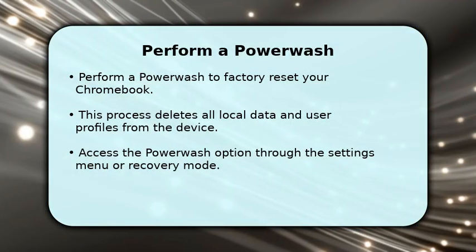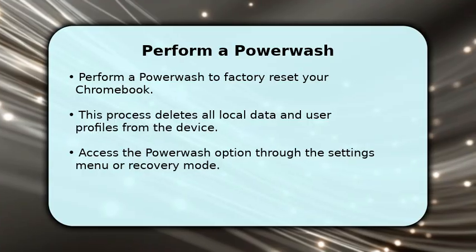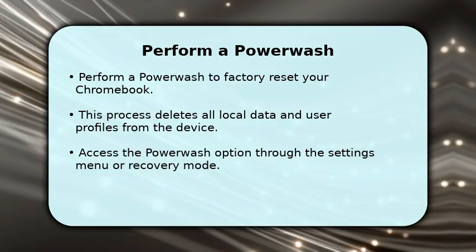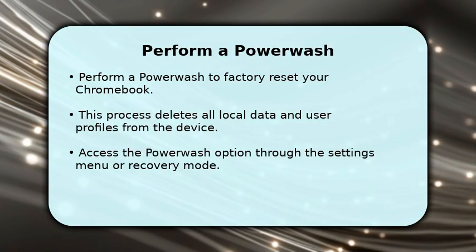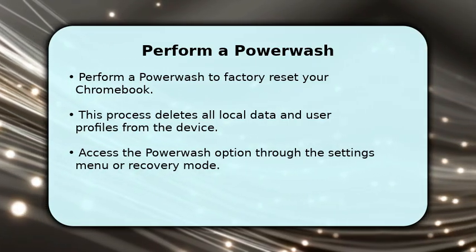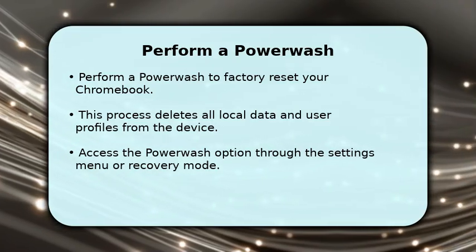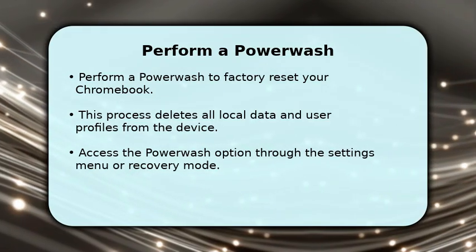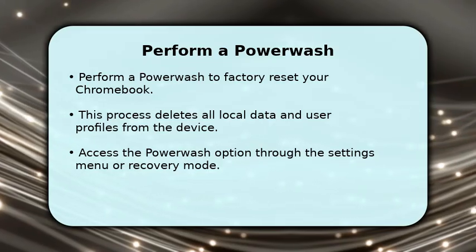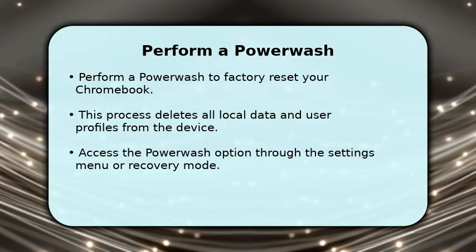The next crucial step is to perform a power wash, which essentially factory resets your Chromebook. This action will delete all local data and user profiles, returning the device to its original state. You can access the power wash option directly through your Chromebook settings menu. Alternatively, if you encounter issues, you might initiate it via recovery mode. This process is fundamental for clearing any lingering organizational policies.